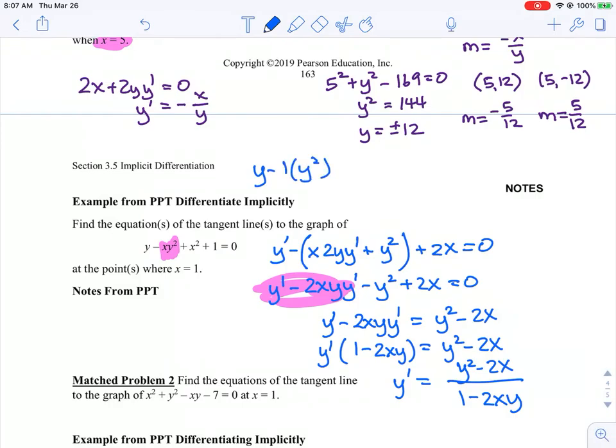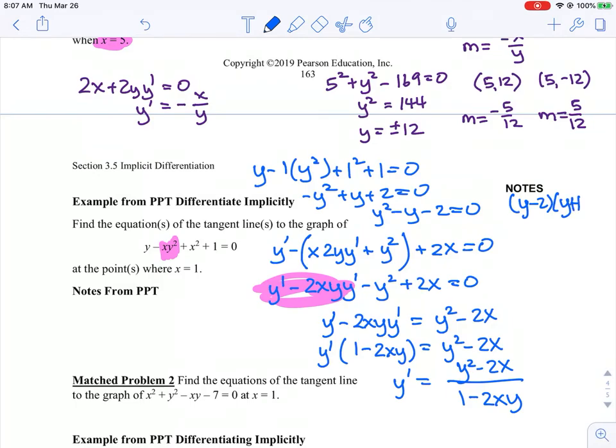So I'm going to take that up here. We have y minus 1 times y squared plus 1 squared plus 1. So we're going to get 1 squared plus 1 is 2. So we're going to get negative y squared plus y plus 2 equals 0. Multiply through by a negative and factor. So you get y equals 2 and negative 1. So our two coordinates are, I keep wanting to write down x, I don't know why, 1 with 2, and we have 1 with negative 1.